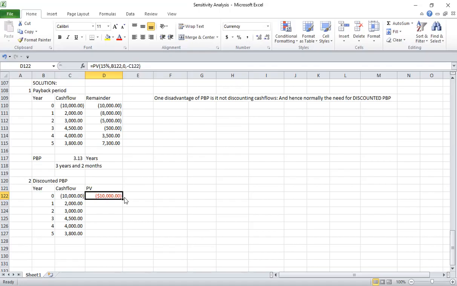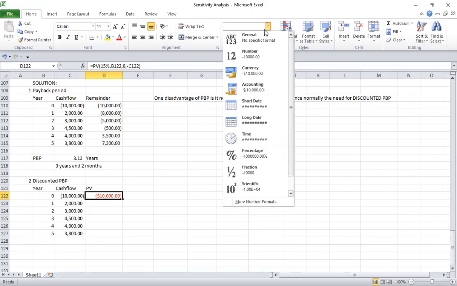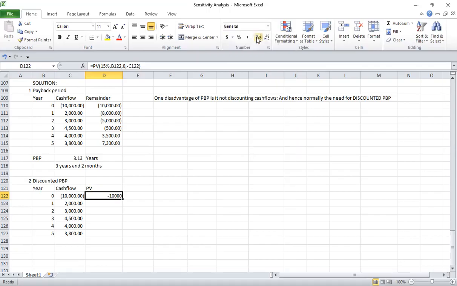And so I want to remove this dollar thing. I'll highlight the 10,000, and then up here where it is written currency, I click on that and select general, so that I just have negative 10,000.